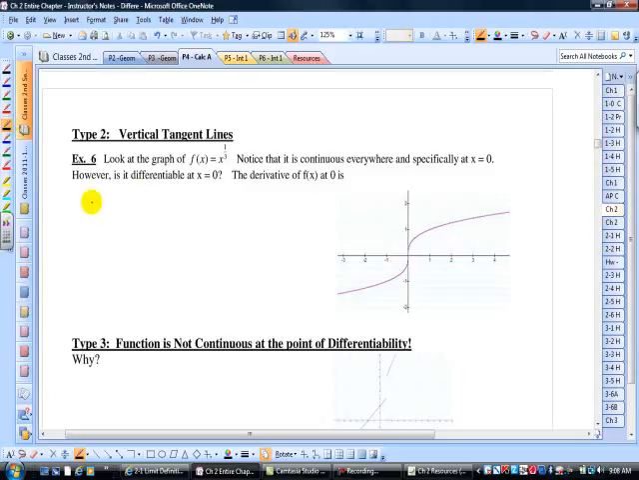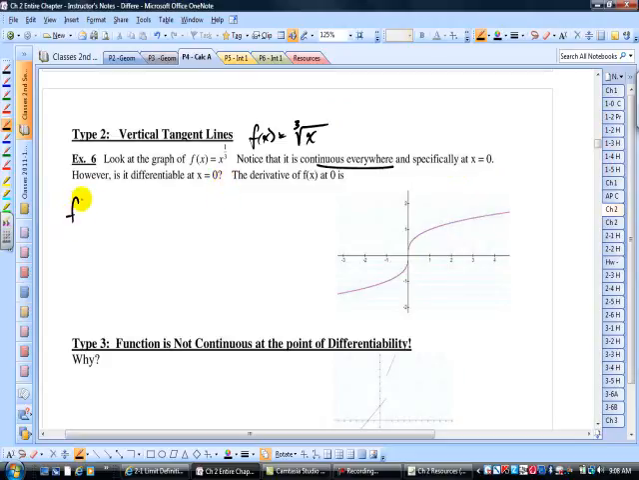On this one, first of all, note that the function f of x equals the cube root of x. You can take the cube root of any number you want, so it's continuous everywhere. It's even continuous at x equals 0, because the cube root of 0 is 0. I mean, it's defined there. However, is it differentiable at 0? And the answer is no, but why?